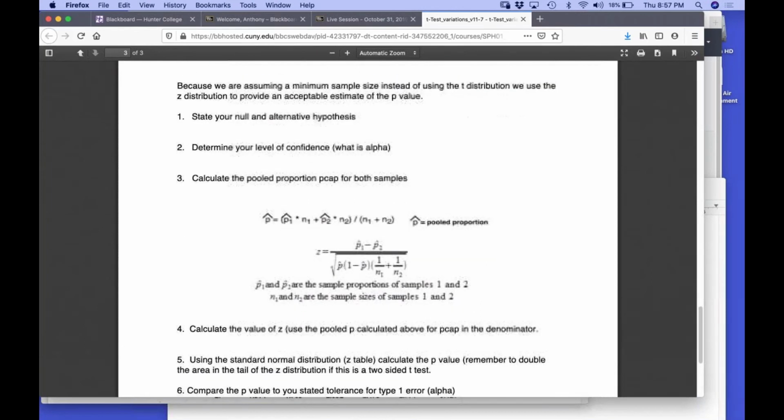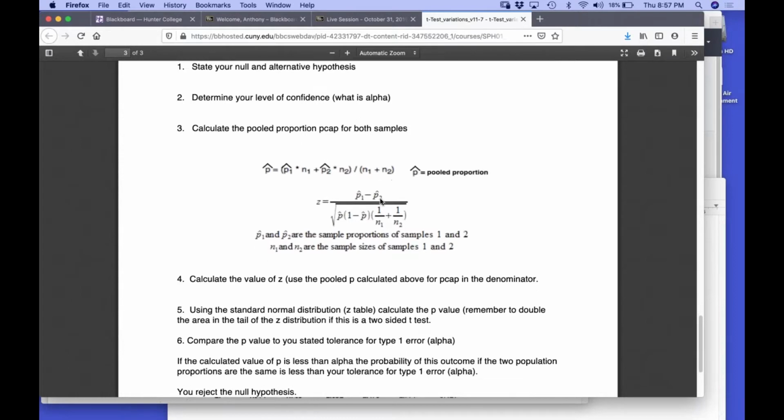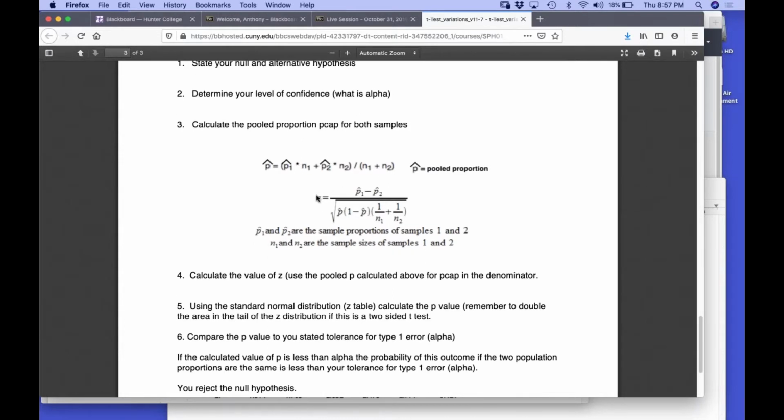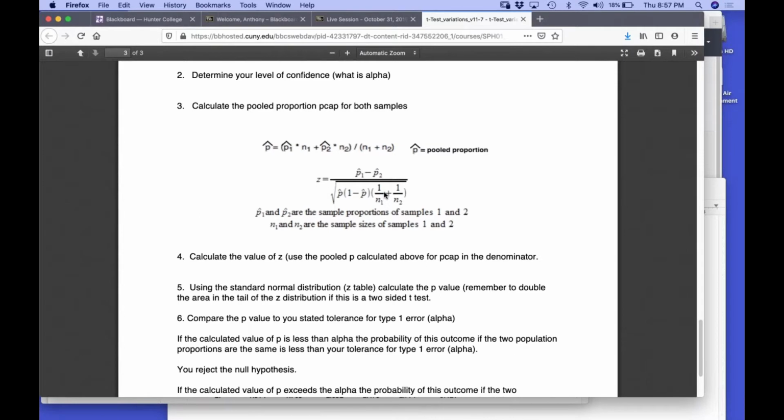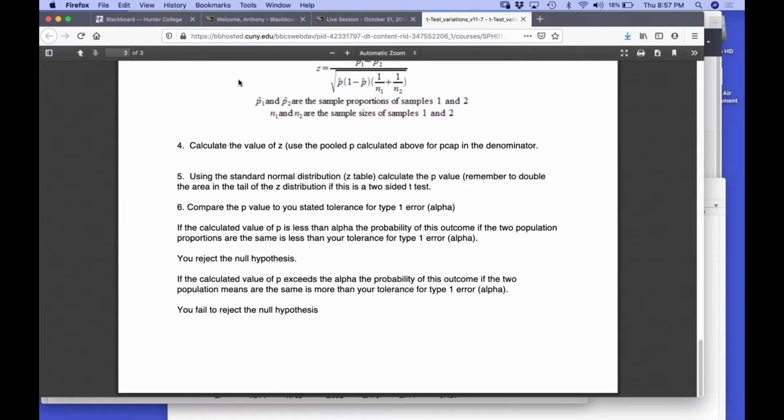You can also do this with proportions. With proportions, you're usually dealing with very large sample sizes, so you just use 1.96. Notice it says Z is equal to the difference between the two proportions over the standard error for the two proportions. Remember when we only had a single sample, doing confidence intervals, what was the standard error? The square root of p times 1 minus p over n. So you're kind of doing that here, except you're pooling the two proportions. But you just apply these formulas.